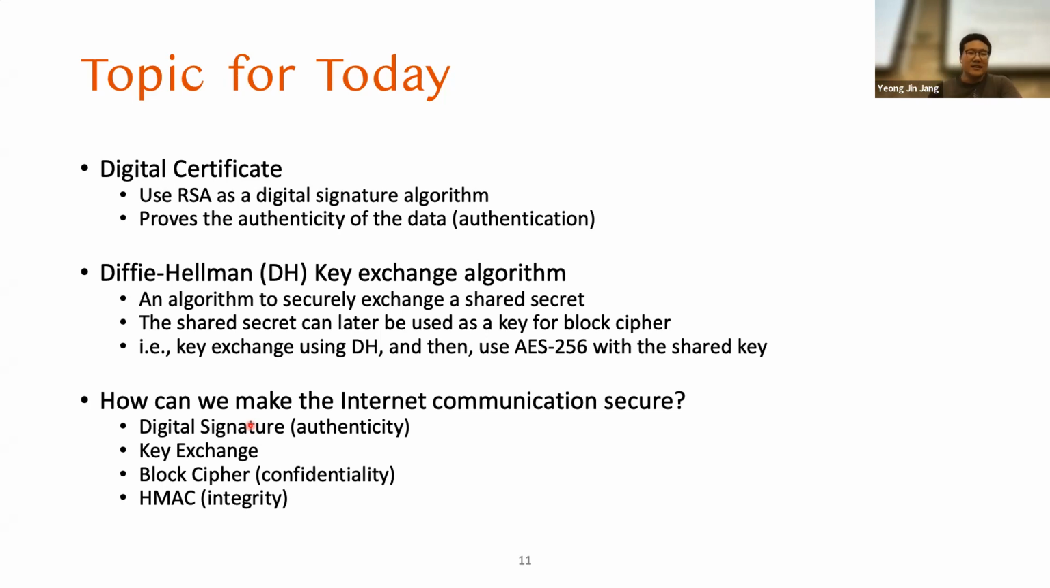And as a brief showcase, we will use a digital signature to verify the authenticity of the other party. And then we will use key exchange based on the authenticity verification. So we will do key exchange after we know who you are. And then we will use a block cipher for confidentiality, and then we will use Hmac for integrity. And then we can have authenticity, confidentiality, and integrity, those three properties, for the secure communication channel.